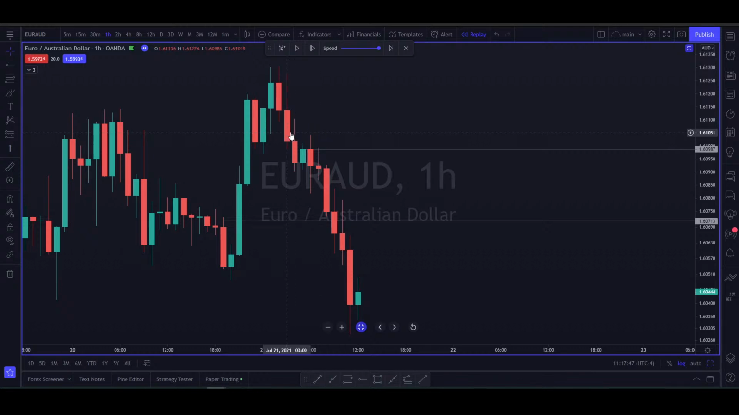For instance, if this is the level that you want to enter on a stop order, it has to be below price. You can't put a stop limit or a stop sell up here. It has to be below price. That's what a stop order's for. It's for taking breakout trades. For instance, if you wanted to get in after this wick gets penetrated, you would put your stop sell there.